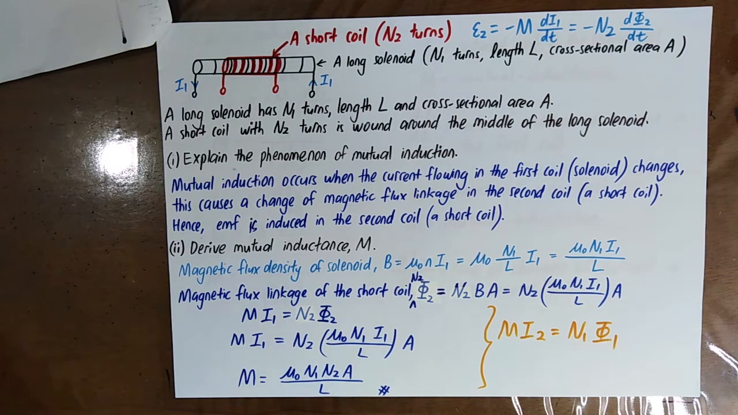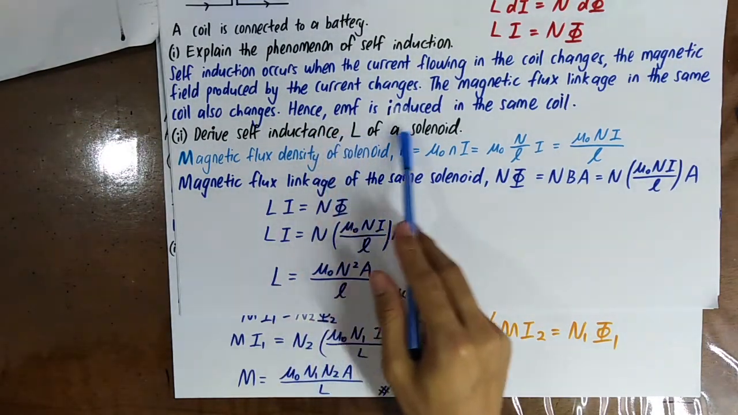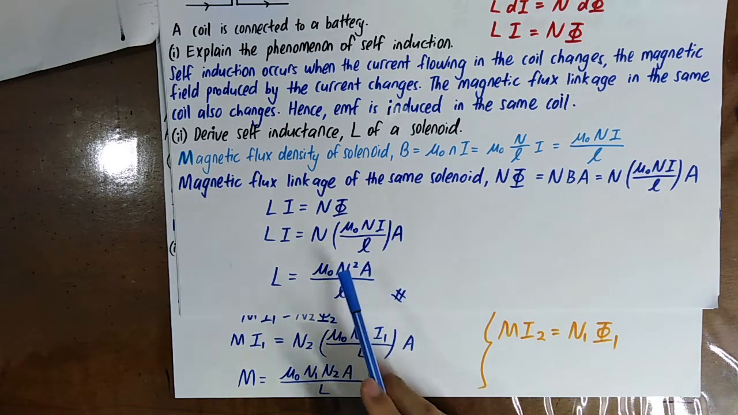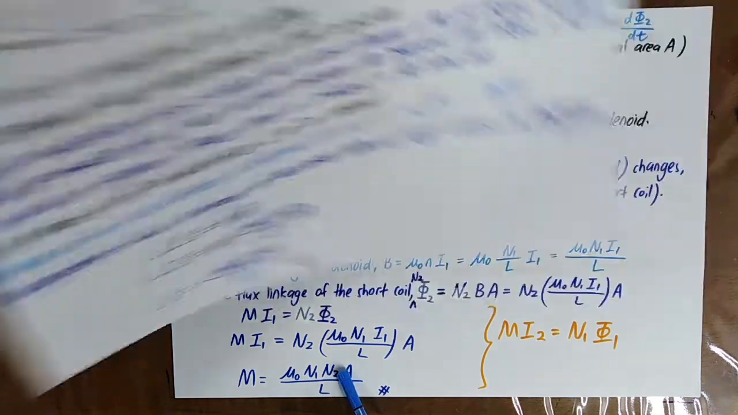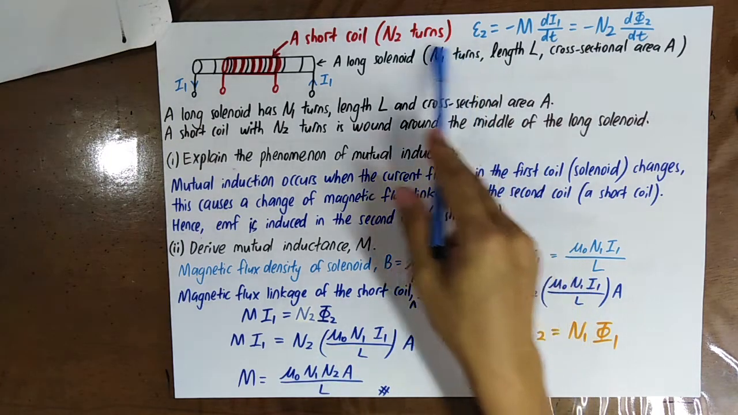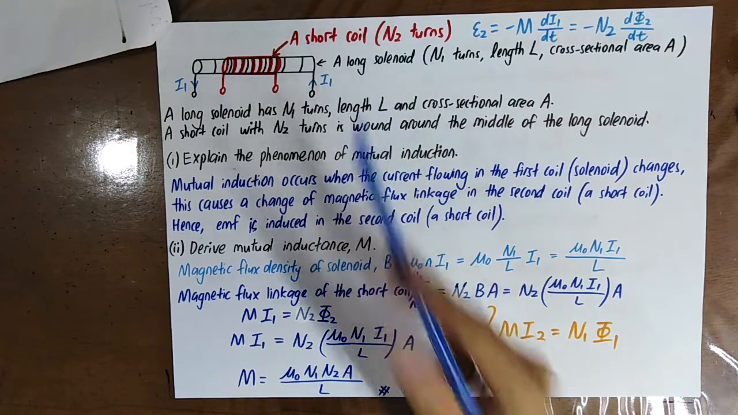Actually, this is very similar to the self-inductance of the solenoid, which is mu naught n squared A over L. You just simply change n squared into N1 N2 for the mutual inductance. N1 is the number of turns for the first coil, and N2 is the number of turns for the second coil.